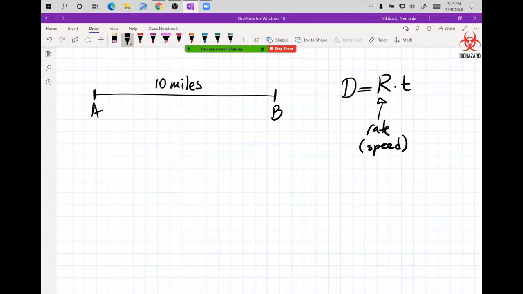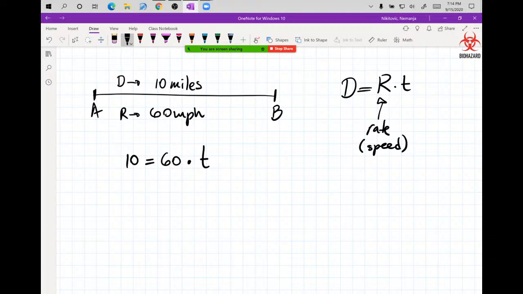Distance equals rate times time, and the rate is speed. So how long would it take me to travel 10 miles if I drive at 60 miles per hour? It's a simple equation. You have your distance, and you have your speed, R, and then you plug in the equation. So my distance is 10, and the rate is 60 times time. Now this equation has a T instead of X, but you know how to solve this.